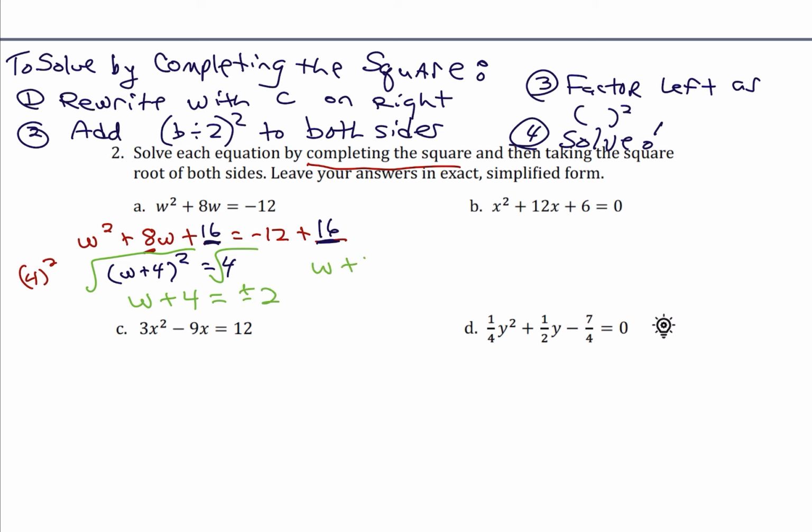So then we have w plus 4 equals 2, which gives us w equals negative 2 as one of our answers. And then the other answer would be w plus 4 equals negative 2, which gives us w equals negative 6 as our other answer. And we have solved this quadratic equation to find out that the answers are negative 6 and negative 2. All right, let's move along to B.